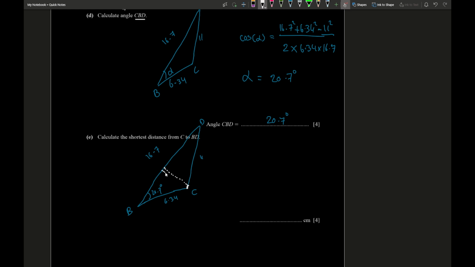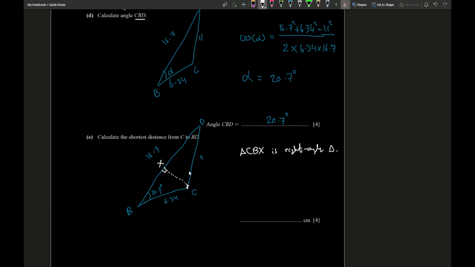This angle should be 90 degrees. If this angle is equal to 90 degrees, then we have a right angle triangle. Let's call this point X. This right angle triangle is called CBX. Triangle CBX is a right angled triangle. We're given as well one angle and the hypotenuse, so we can calculate any side we want using trigonometry.